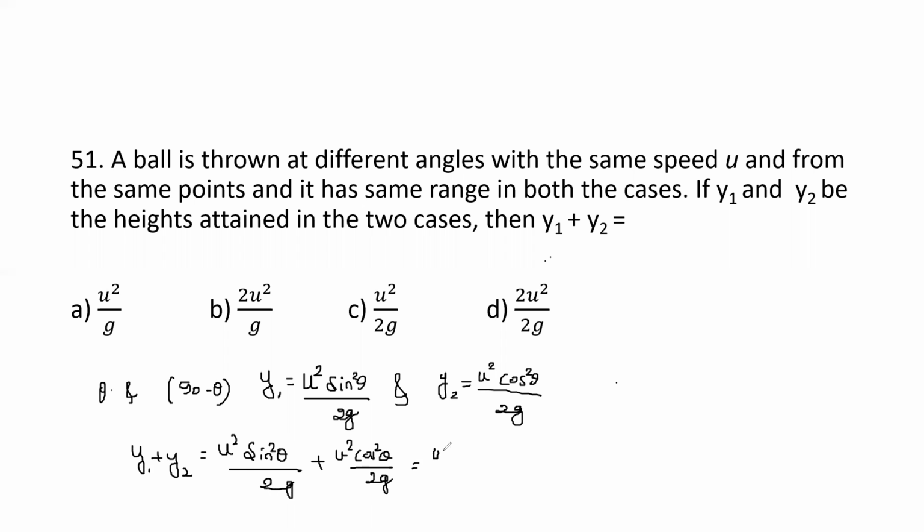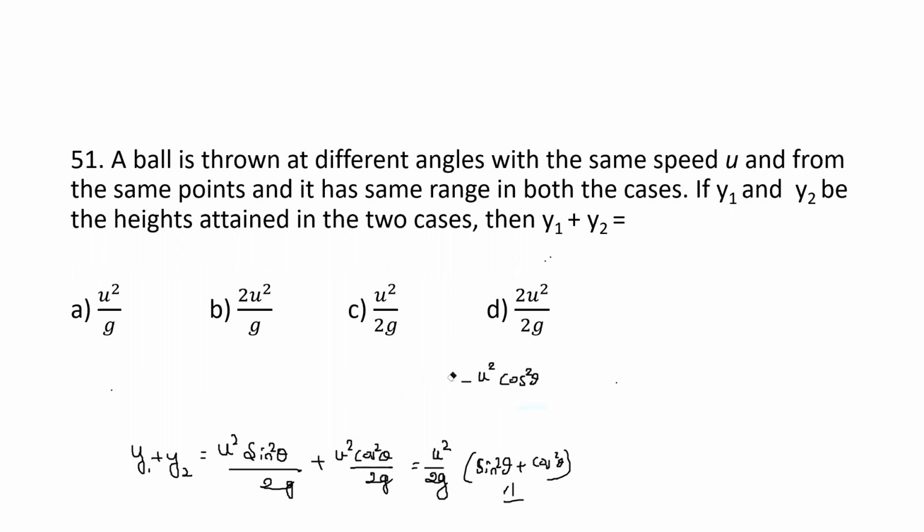See here students, what we can do, we can take u square by 2g common, and inside the bracket we are left with sine square theta and cos square theta. So sine square theta plus cos square theta is nothing but 1 here. Therefore, the option is u square divided by 2g. That is option C, the right option here.